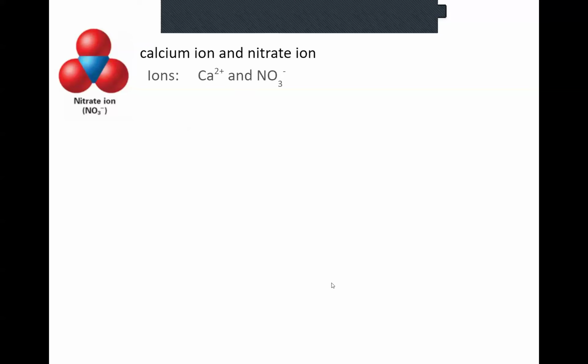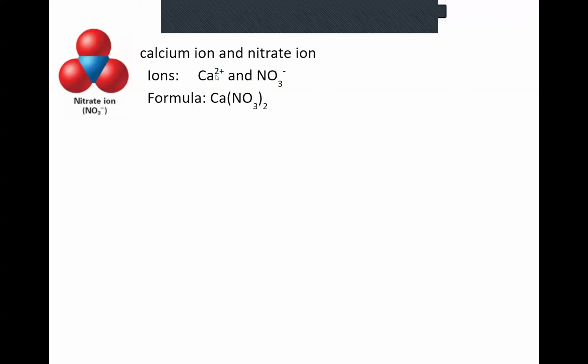Well, we would look on the periodic table and find calcium in group 2, so it carries a 2 plus charge. And you actually have to either memorize or have your teacher give you access to a list of polyatomic ions that you can look up to know that the charge on nitrate is 1 minus. There's no other way to know that. There's no way for you to guess that nitrate, NO3, is a 1 minus charge other than you either memorize it or you get to look it up on a list.